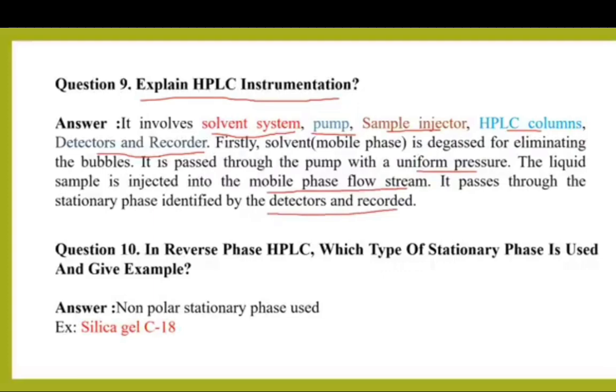So the next question is, in reverse phase HPLC, which type of stationary phase is used? In reverse phase, a non-polar stationary phase is used, and silica gel C18 is generally used in reverse phase HPLC. So let us move on to the next slide.